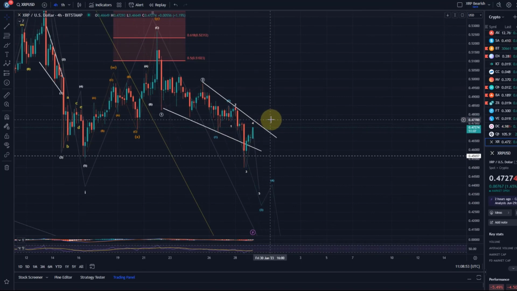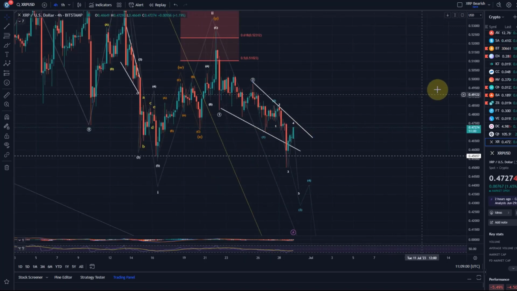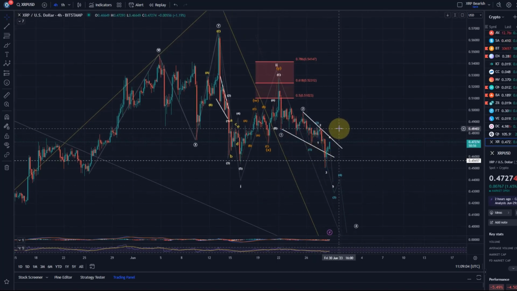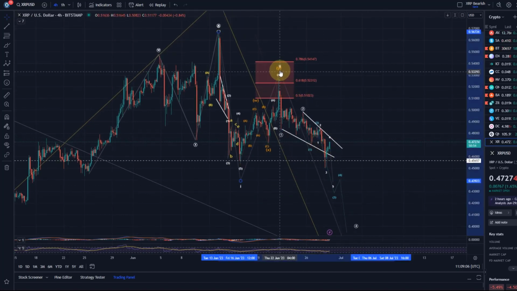If price gets above the small wave 1 low at 47.6 cents, at that point, it will get more likely that we're actually dealing with a larger bounce. And I showed it to you yesterday. This wave 2 could just extend a bit. Absolutely. This could simply be a flat structure.